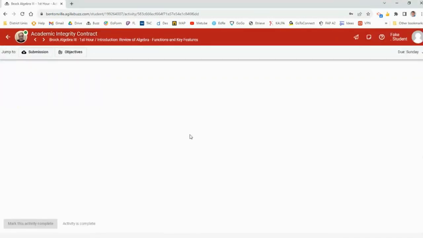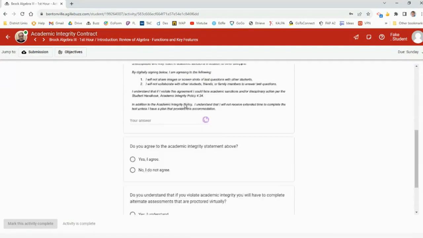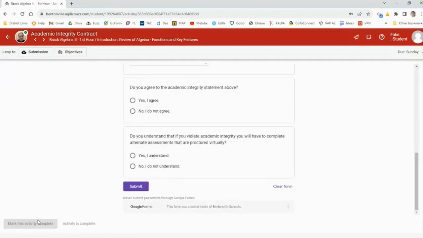If you weren't here Friday and didn't get that done, you fill this out, hit submit, and then you have to hit this button in the corner down here. Mark this activity complete. If you don't mark that, it still will not let you go on. So do this, mark this activity complete. All right.